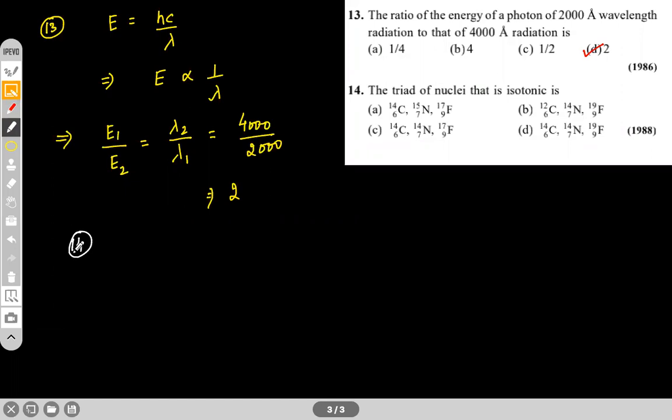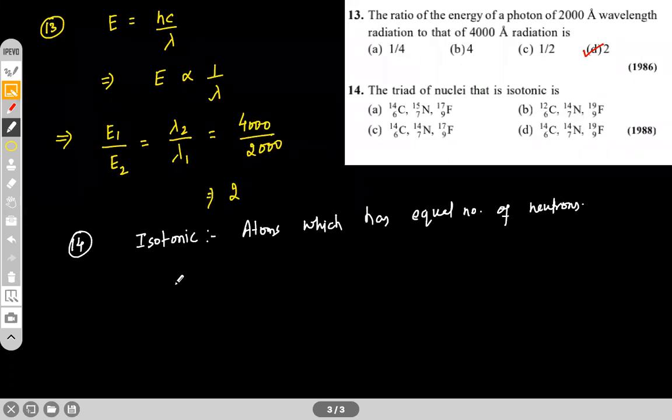Now, the next one. The triad of the nuclei that is isotonic. So what is isotonic first of all? Isotonic are the atoms which have an equal number of neutrons. And how do we calculate neutrons? Suppose we have an atom X with mass number A and atomic number Z. So the number of neutrons is A minus Z. That is the formula we have.